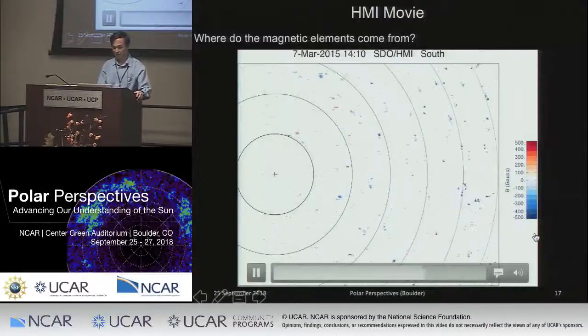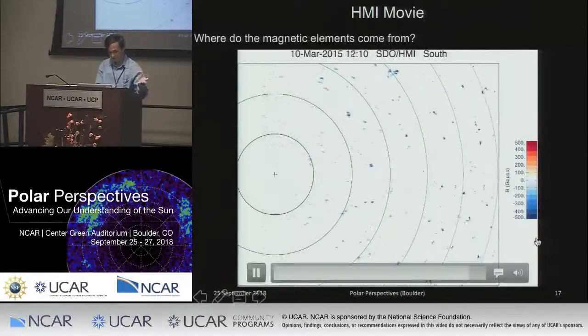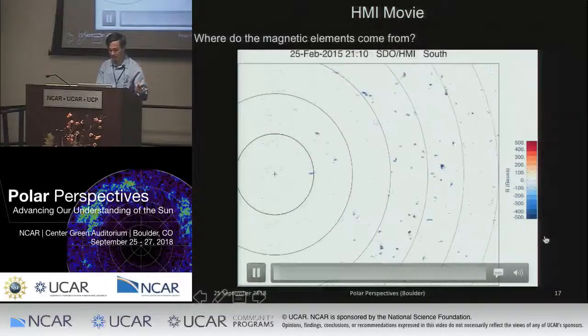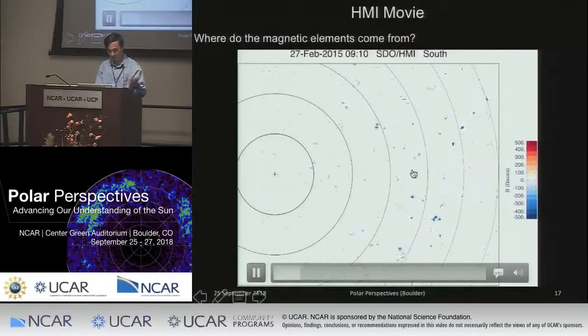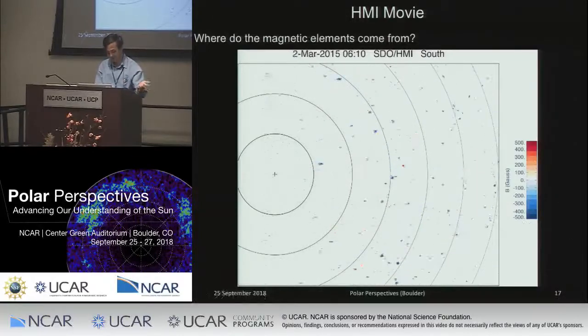And I'm trying to use this more extensively to understand how the polar field evolved. Of course, there is a problem. Yeah, I'll show you later.